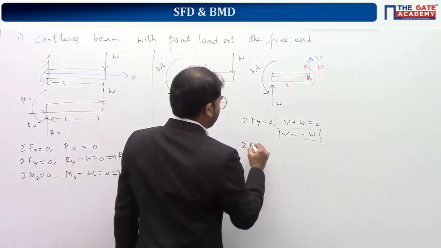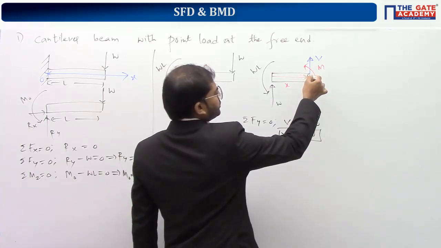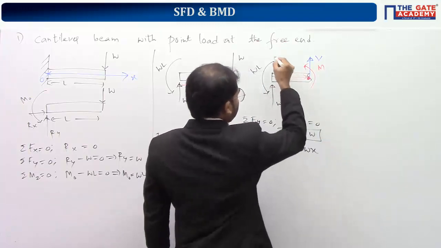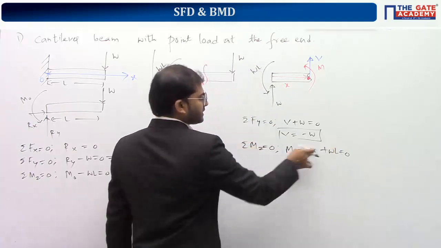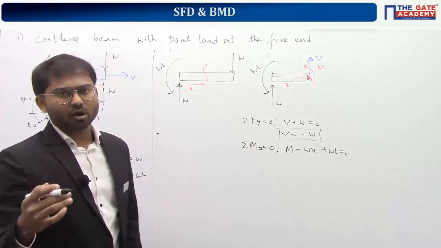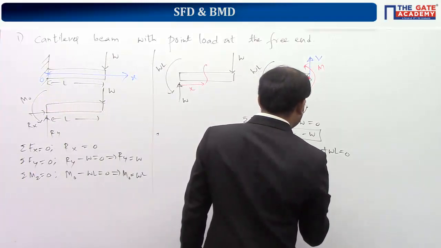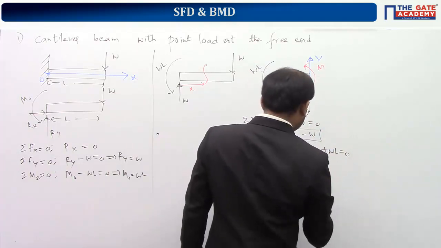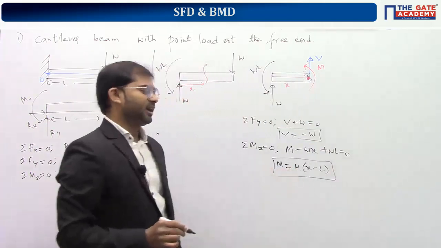Now if you take sigma Mz equal to 0, to make it simple, take moments about this point. So M anti-clockwise, W into x clockwise, W L anti-clockwise is equal to 0. You should be very careful in writing the second equation, the moment equation. Wherever there is a plus, if you put in the wrong sign, you will get the wrong answer. So this gives the bending moment M equal to W into x clockwise and W into L anti-clockwise, so M is W of x minus L. This gives us the variation of bending moment M.